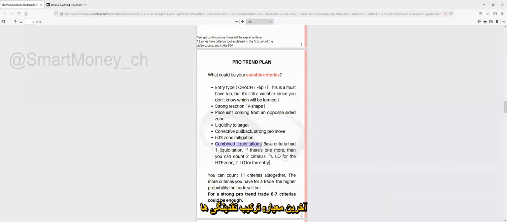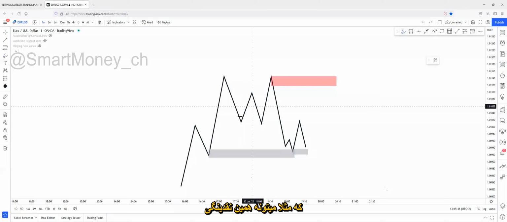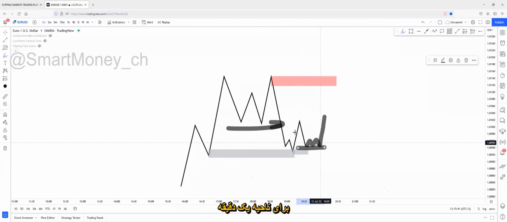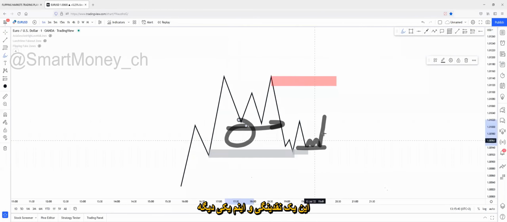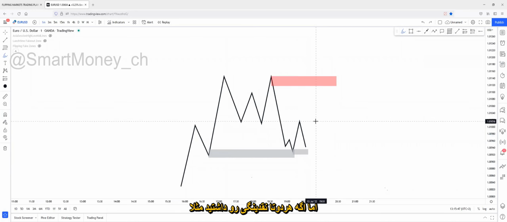Okay, last criteria is combined liquidation. Basically, the base criteria has one liquidation, right? It has one liquidation, which will be, as I told you, the 50-minute zone liquidation here, or the liquidity build up here for the 1-minute zone. This could be one and one liquidation, but you can count up two criteria if both of the liquidations happen.